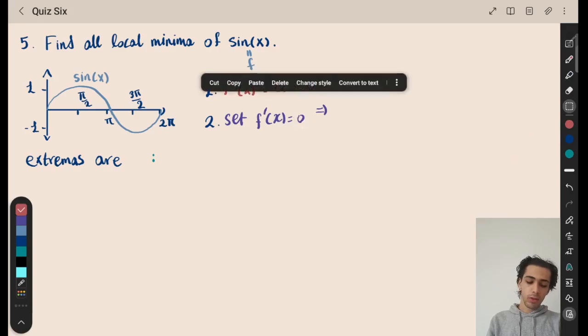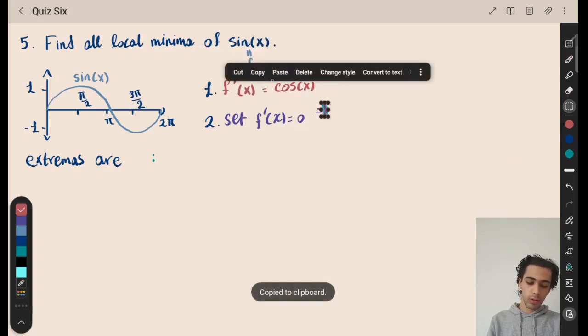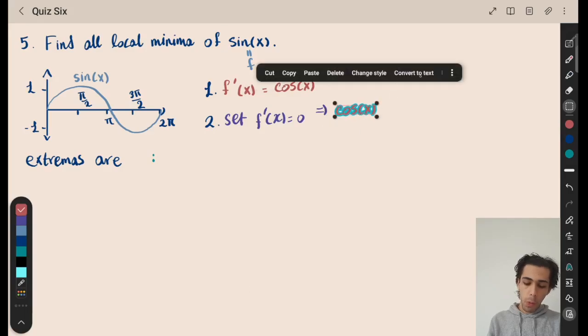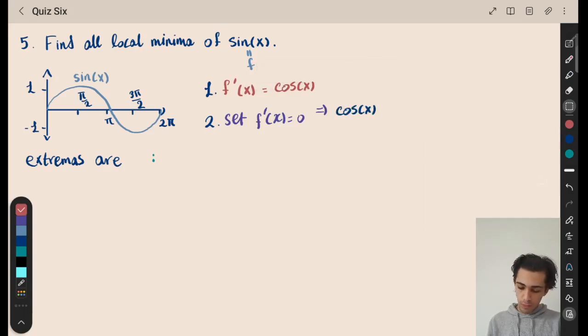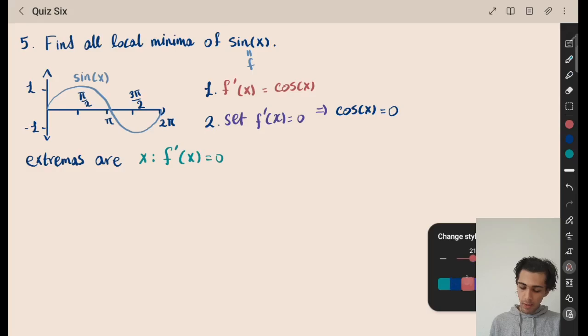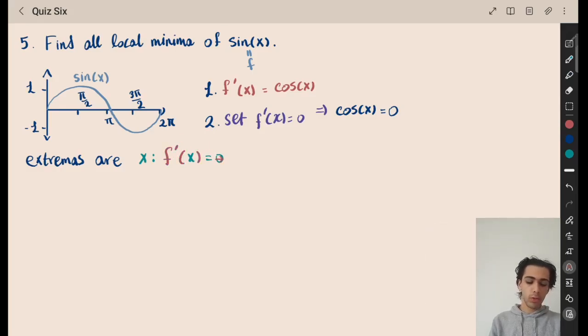And if I set it to be equal to 0, then clearly I have something that looks like this. And as you might already guess, extremas are x points such that f prime of x is equal to 0. So that is why we take the derivative, we set it to 0.